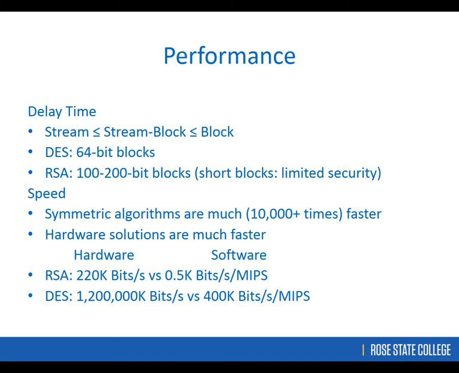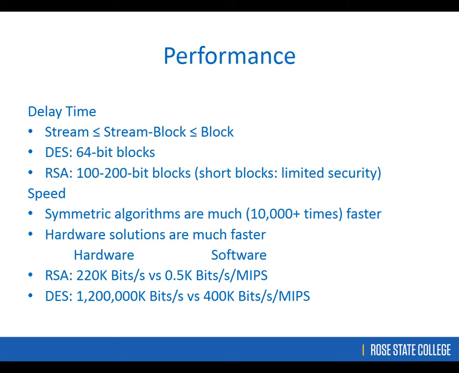Because with stream, you're getting it as I type. Okay? So imagine me being a slow typist. With this stream cipher, as I'm entering it, it's being encrypted and sent across. So it's pretty quick. With block, I have to get the entire block entered first, and then it gets encrypted. So you literally could be waiting on the other end for a while, depending. See what I'm saying? So stream is quicker. Okay?